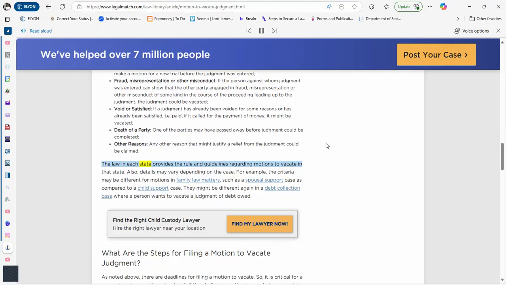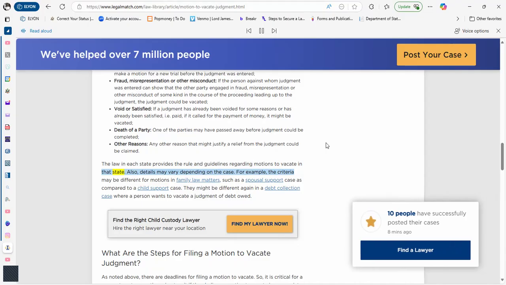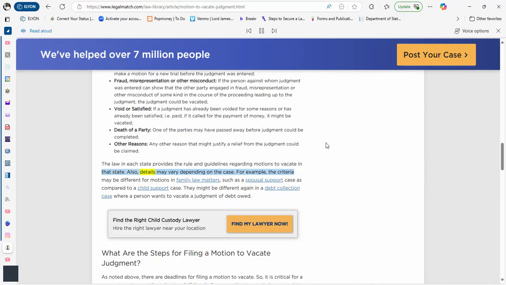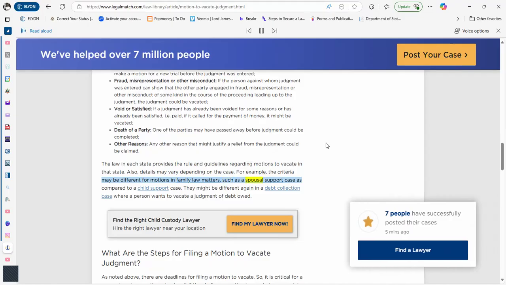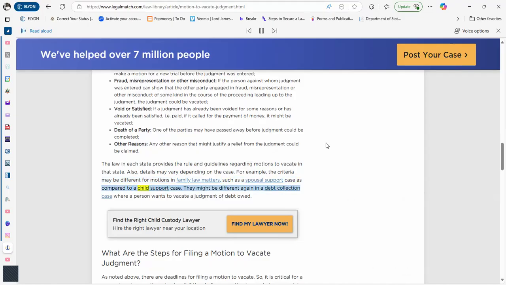The law in each state provides the rules and guidelines regarding motions to vacate in that state. Also, details may vary depending on the case. For example, the criteria may be different for motions in family law matters, such as a spousal support case as compared to a child support case. They might be different again in a debt collection case where a person wants to vacate a judgment of debt owed.